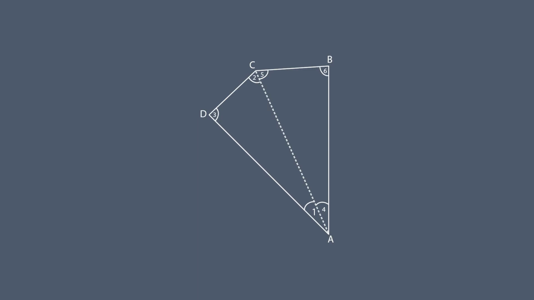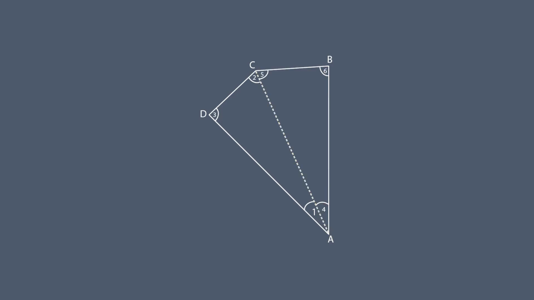Now can you identify the triangles formed in the figure? Yes, we have two triangles. They are triangle ABC and triangle ADC. Also, we observe that the angles 1, 2 and 3 form the interior angles of triangle ADC and angles 4, 5 and 6 form the interior angles of the triangle ABC.